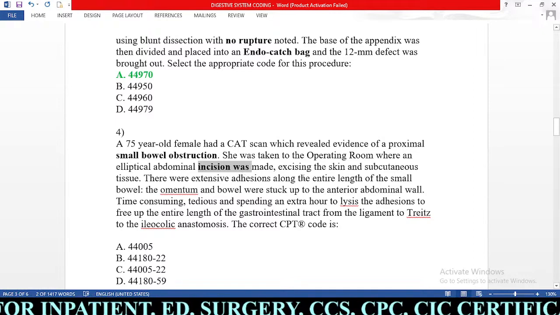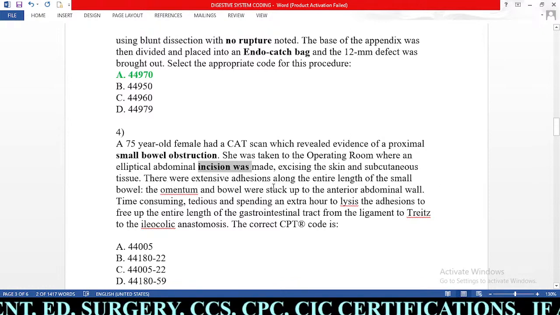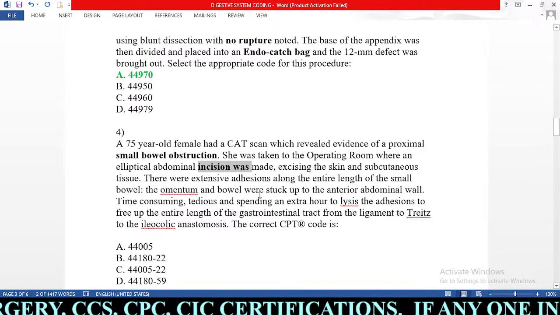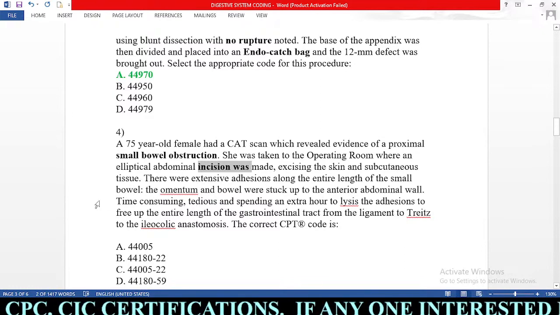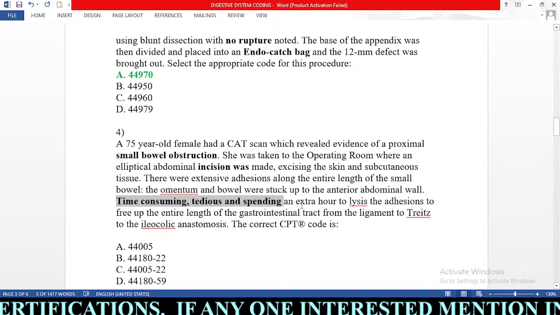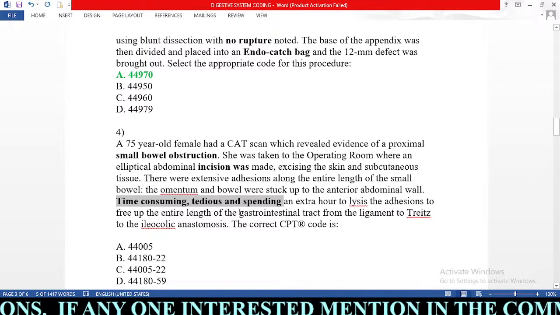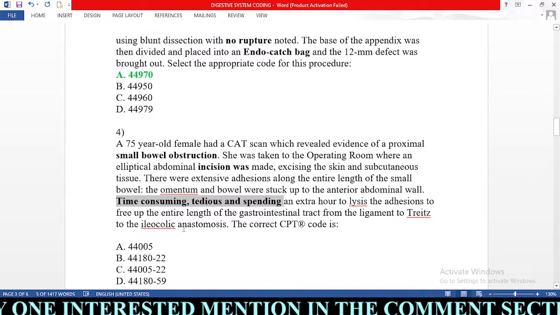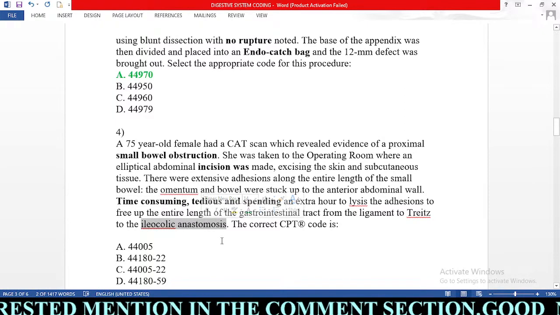So the incision was made excising the skin and subcutaneous tissue. There were extensive adhesions along the entire length of the small bowel. The omentum and bowel were stuck up to the anterior abdominal wall. Time consuming, so these are the keywords here. Spending an extra hour to lyse the adhesions to free up the entire length of the gastrointestinal tract from the ligament to the ileocolic anastomosis. So we need to find the correct answer here.